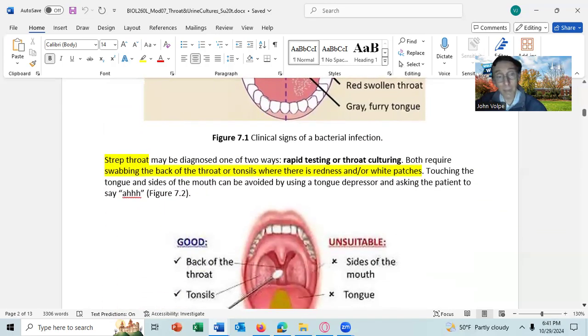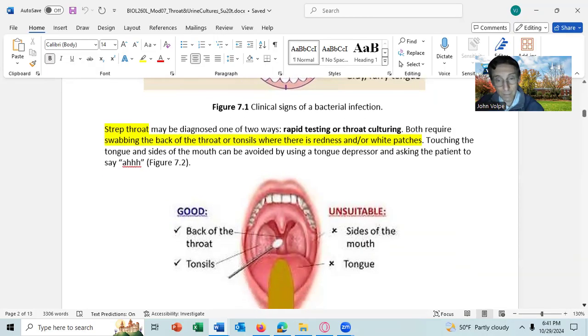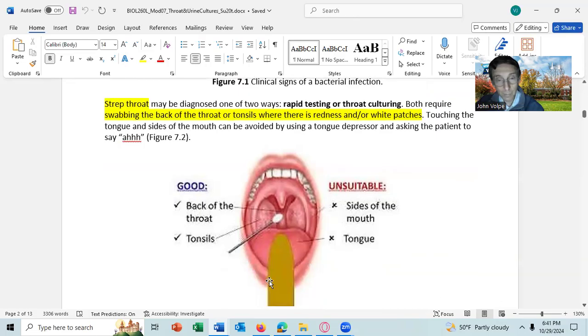Strep throat may be determined by swabbing the back of the throat or the tonsils where there's redness or white patches, only touching the back of the throat or the tonsils. You do not want to touch the sides of the mouth, the tongue, or the top of the mouth either. A tongue suppressor can help you do the throat swabbing.